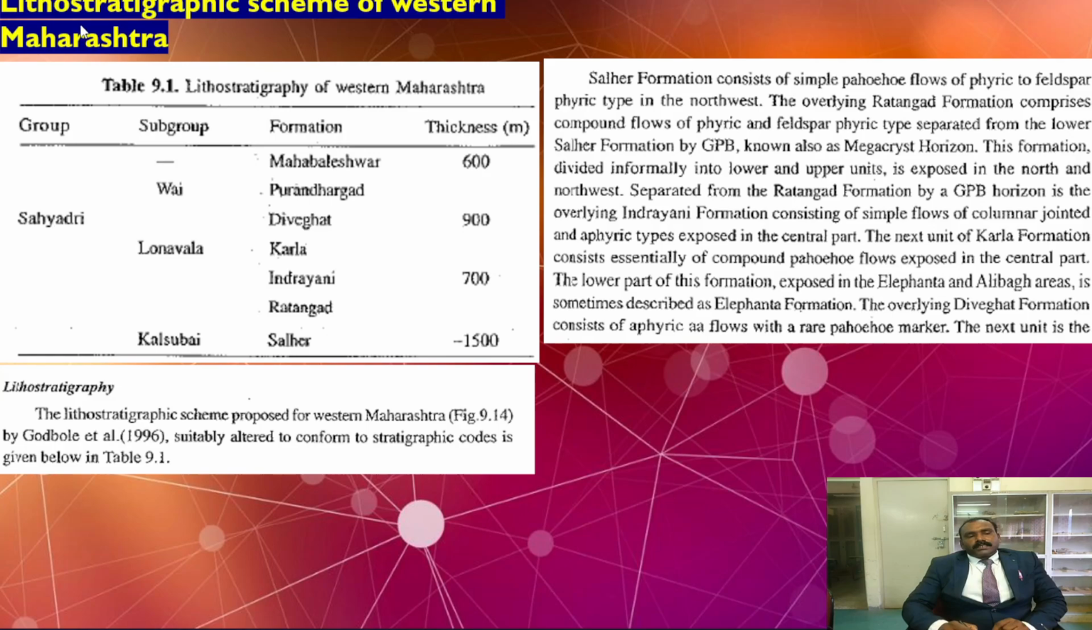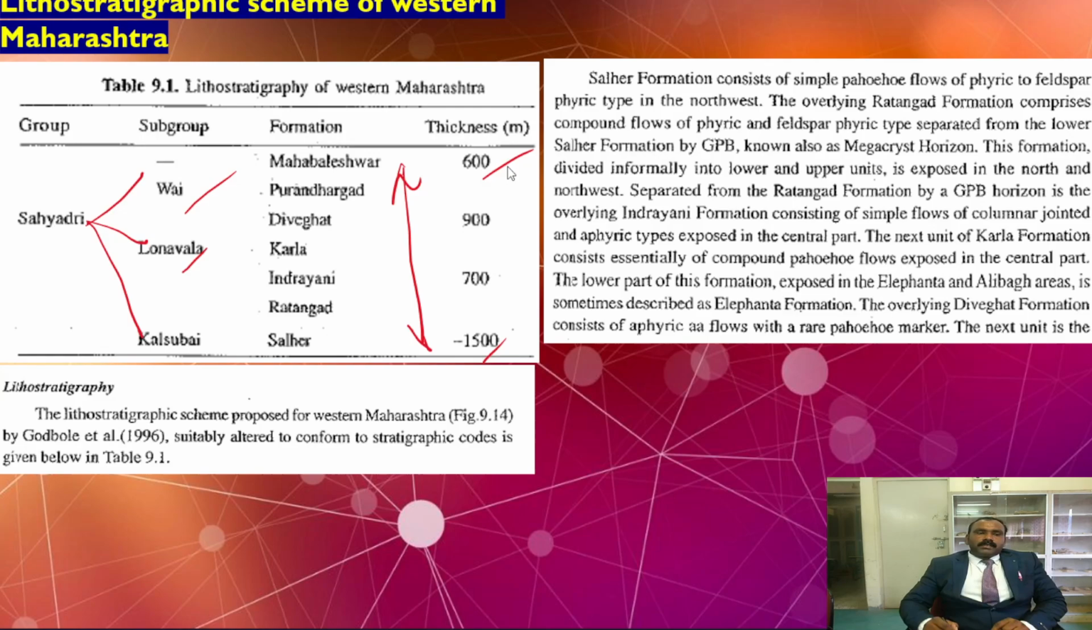Western Maharashtra. In the lithostratigraphic scheme of Western Maharashtra, the Sahyadri region can be classified, which shows the Kalsubai, Lonavala, and Wai formations. As we move towards the topmost region of Mahabaleshwar from the Thal Ghat, the thickness goes on decreasing. Particularly here we have the exposed or weathered strata of 1500 meters, and in Mahabaleshwar we have 500-600 meters.